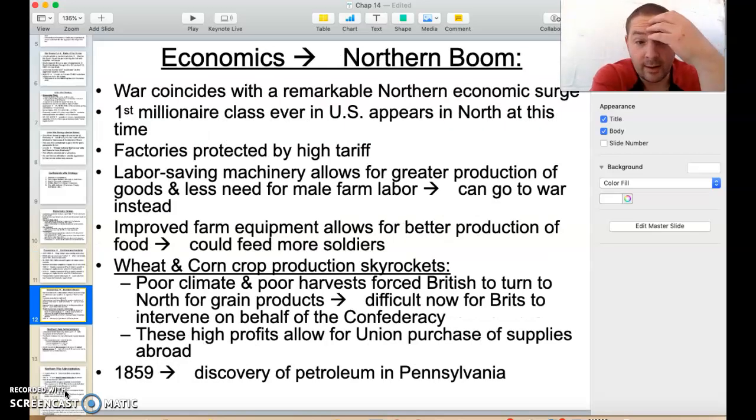For the North, on the other hand, things are going very well. In terms of production, right? Everything goes into the war. And basically there's just tremendous amounts of production in the North trying to beat the South.